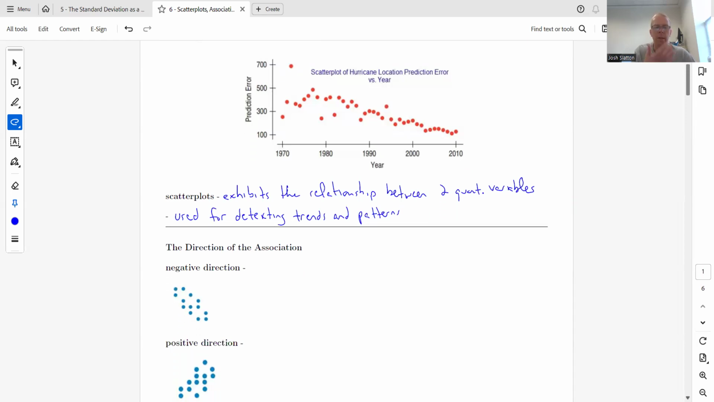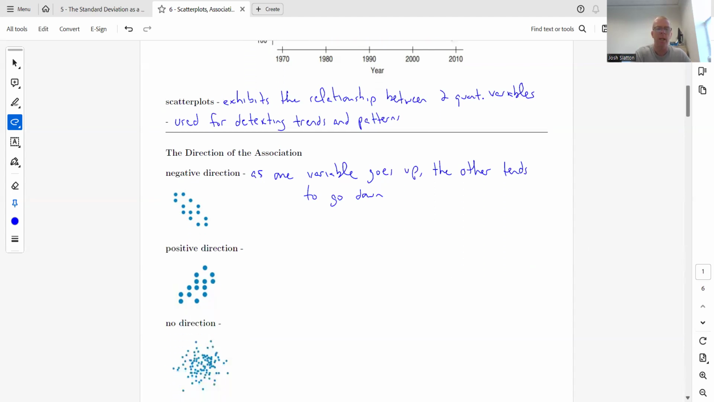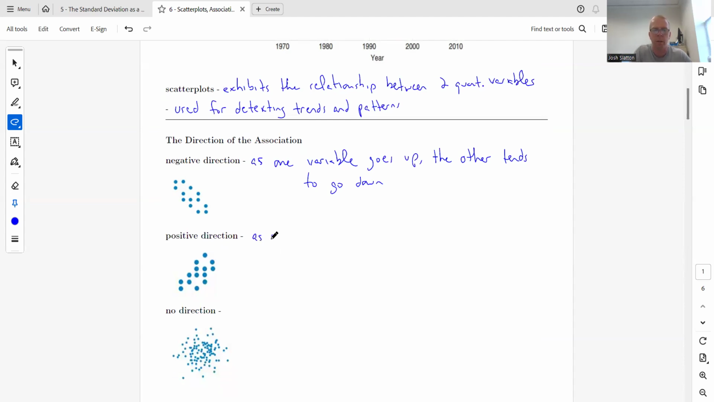So that's one of the things that we'll be looking for as we talk about these. So we can talk about the direction of a scatter plot. So a negative direction, we just have a picture here of what that looks like. And of course, this one also follows that pattern. So negative direction means as one variable goes up, the other tends to go down. Or we could say we have a positive direction, that'd be the other way. As one variable goes up, the other one tends to go up.